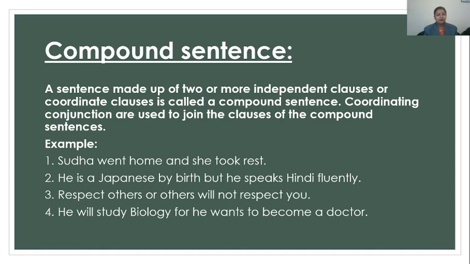Now, compound sentence. A simple sentence has one clause. Compound sentences have more than one clause. It means a sentence made up of two or more independent clauses, or coordinated clauses, is called a compound sentence. In the simplest manner, a compound sentence has more than one clause, and both the clauses must be independent clauses. If any of them is dependent, then it is not a compound sentence.